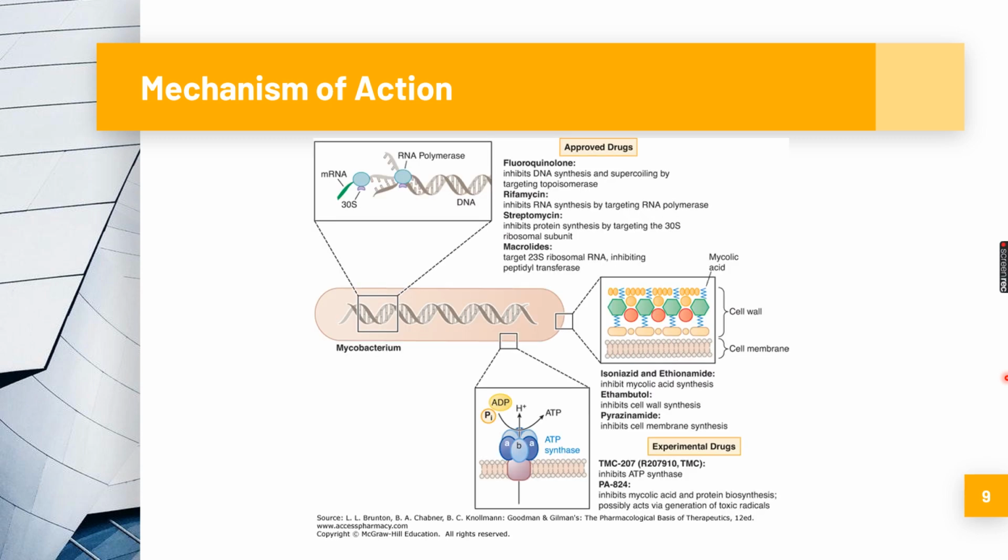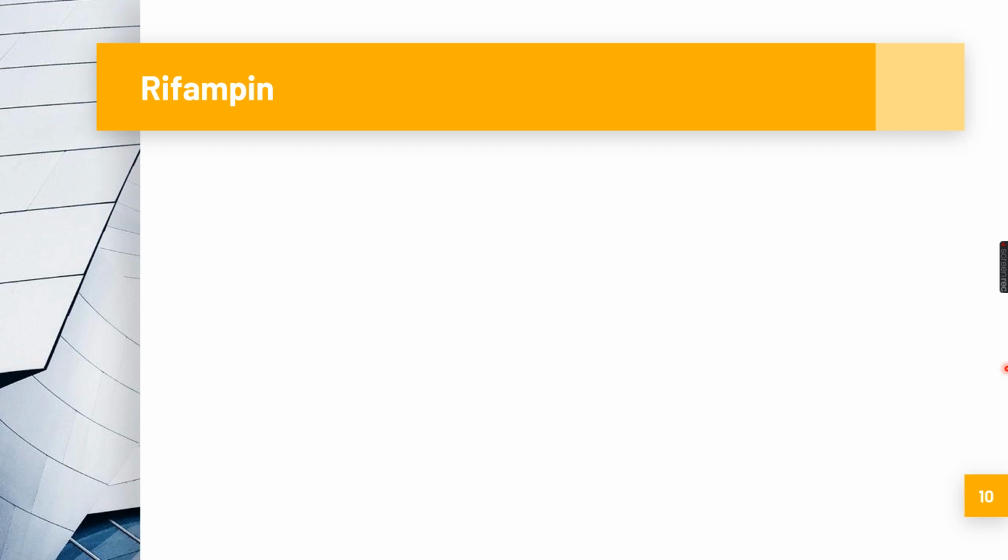When we talk about the mechanism of action of various first line drugs, you can see that they target various aspects of the bacilli. There are drugs which target the nucleic acid, drugs which target the formation of cell wall and cell membrane, and drugs which target the ATP synthase, the last part of the respiratory chain. So we shall see the drugs one by one. First, we will see about rifampin.